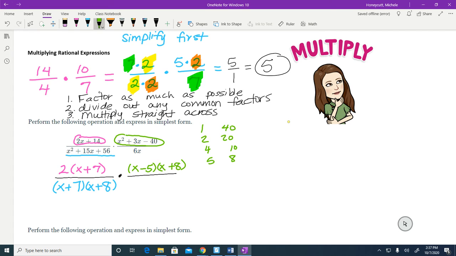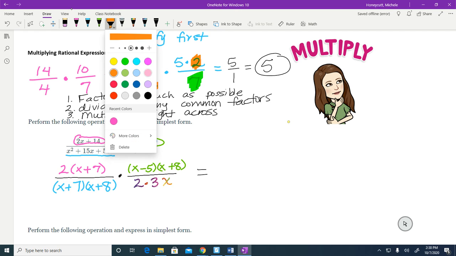Then the 6x, not much I can think about factoring, but I can say that 6 is the same as 2 times 3 and have that x there. Okay, let me delete these factors here. Get those out of the way. Okay, equals. Now I'm going to start looking for common factors.